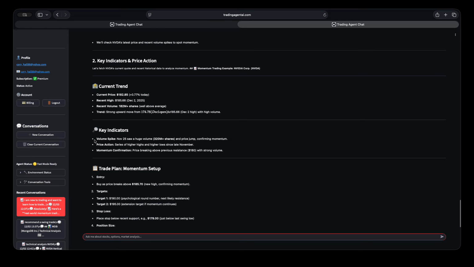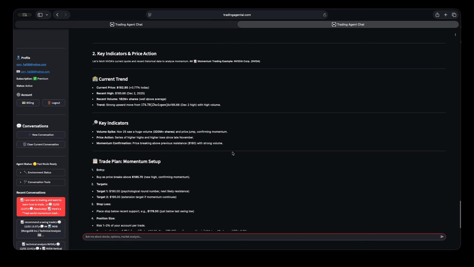And key indicators is the volume spike. November 25th saw a huge volume spike of 320 million shares, and the price jump confirming momentum. Price action shows a series of higher highs and higher lows since late November, and momentum confirmation: price breaks above the previous resistance, $180, with strong momentum.